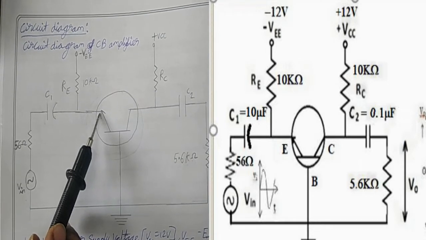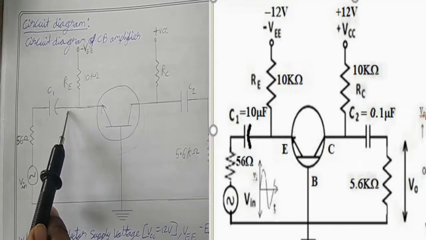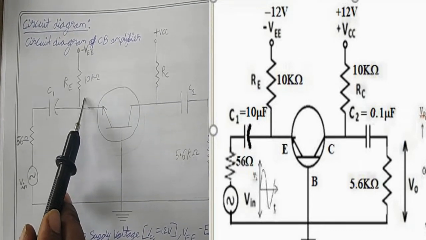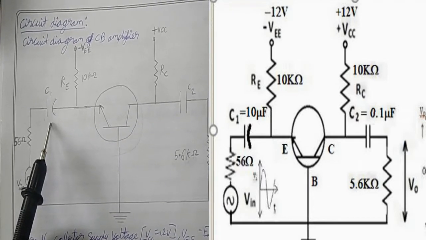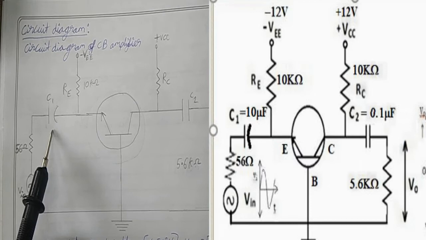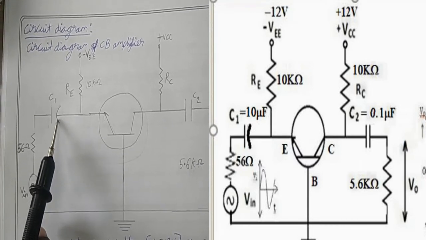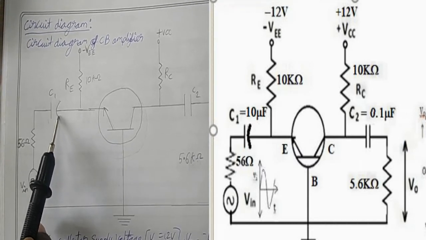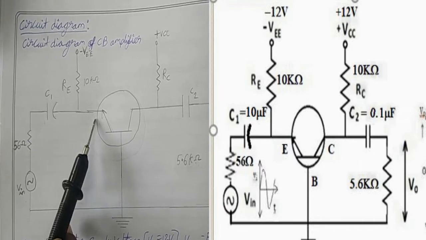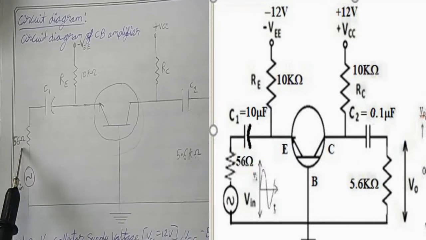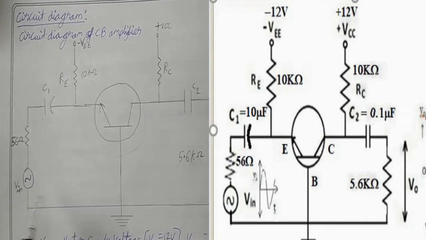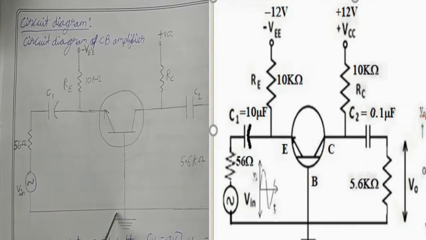First, at the emitter side there are two components. One is RE, which is 10 kilo ohm. The second one is an electrolytic capacitor of 10 microfarad, wherein the negative terminal, we are seeing this is a bent terminal. The negative terminal should be connected to the emitter. The positive terminal should be connected to 56 ohm. This is given to the input.